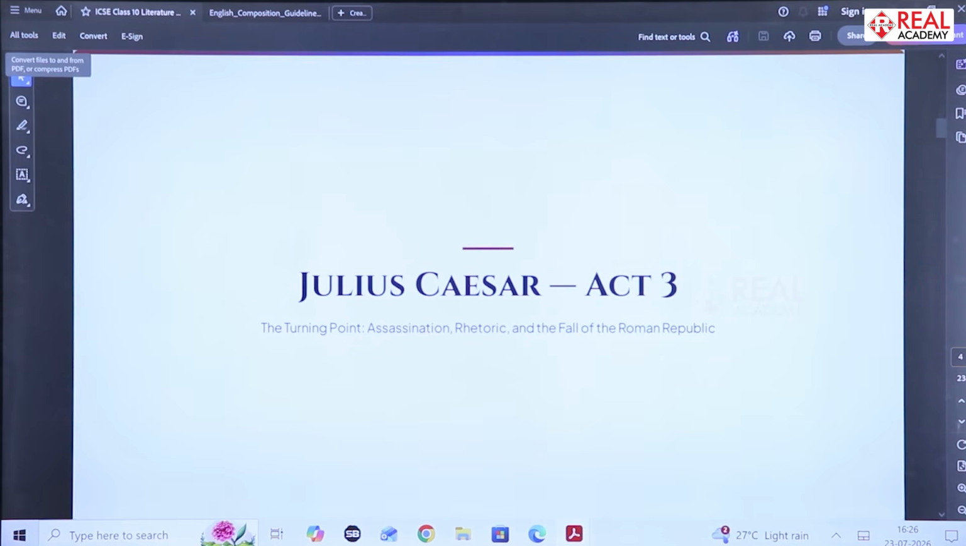Julius Caesar is the protagonist of the play, the chief character, the name which the whole drama is about. The assassination of Julius Caesar turns out to be a very important part of the entire drama. So, Act 3 refers to the entire context of how Julius Caesar was assassinated.